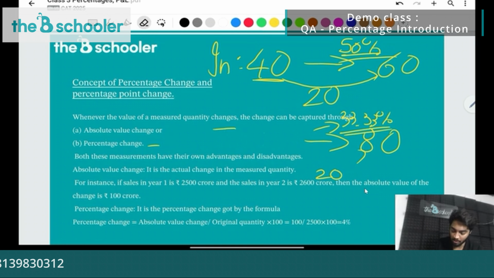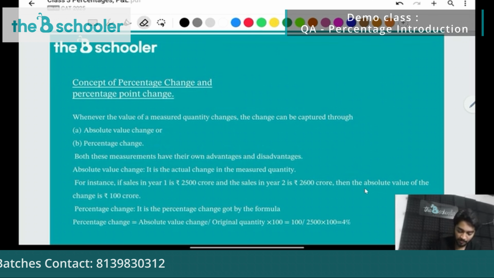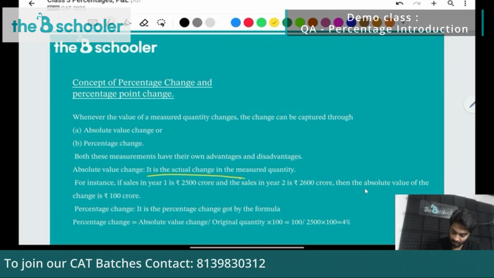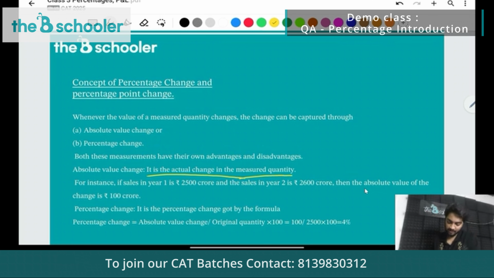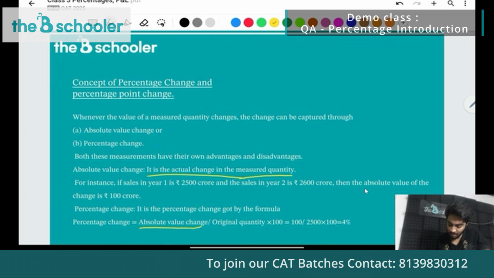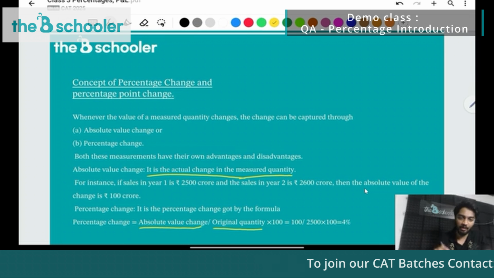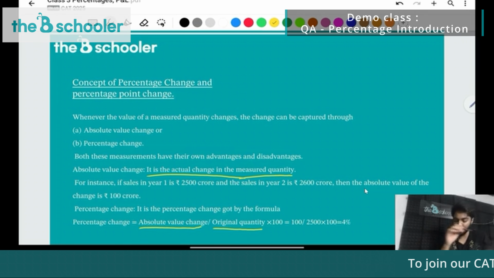Why? Because where the stock started is also important to determine the performance of the stock. So absolute change is the actual change in the measured quantity, which was 20. Percentage change we can write as the absolute change, which was 20, divided by the original quantity. You didn't do 20 out of 60 for Infosys. Instead, you did 20 out of 40. Why? Because you always compare it with the original state, the initial state before the change happened. So 20 out of 40 into 100 percentage, which was 50 percentage in our case.